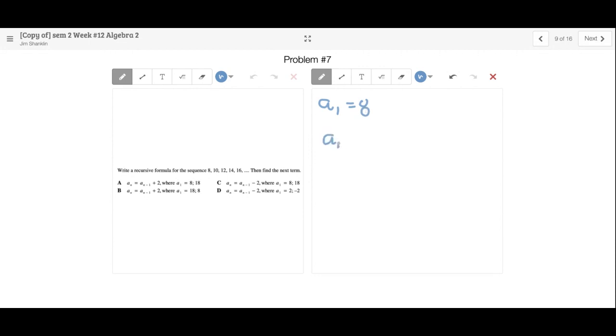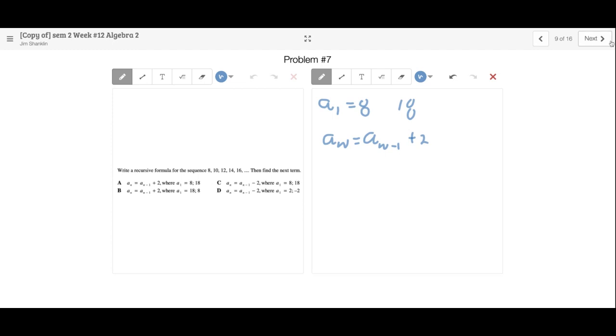And then it's just a(n) is equal to a(n minus 1), and then what is my d value? Plus 2. It's always going up by 2. So you have to tell what a1 is, and then it says to find the next term. So that would just be 18, right? So 18 would be my next term.